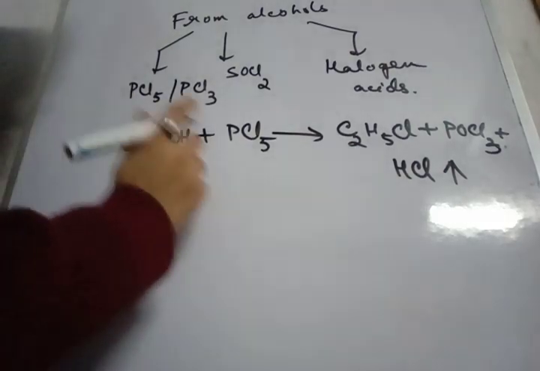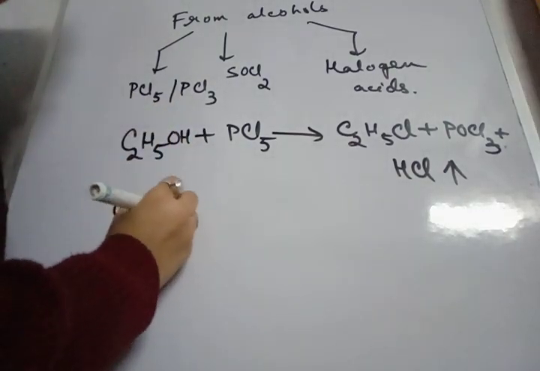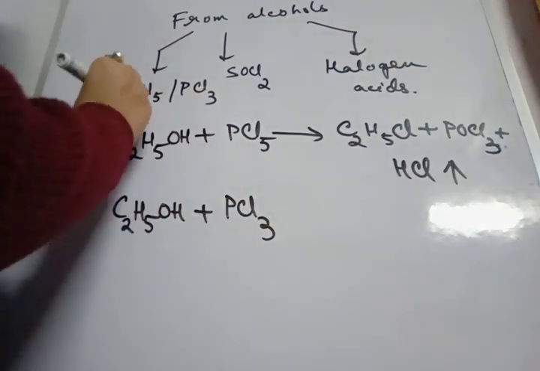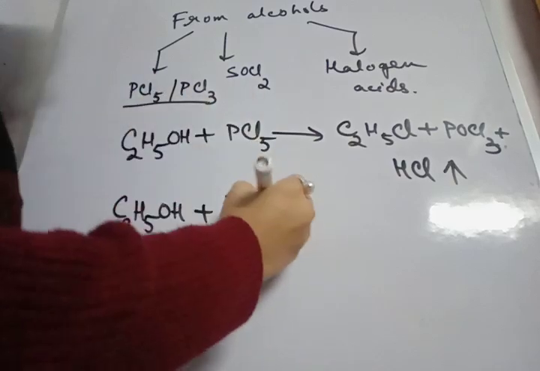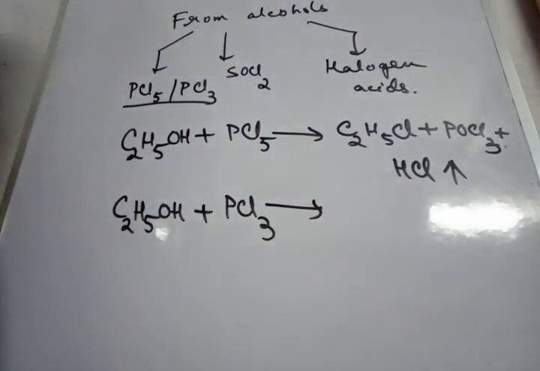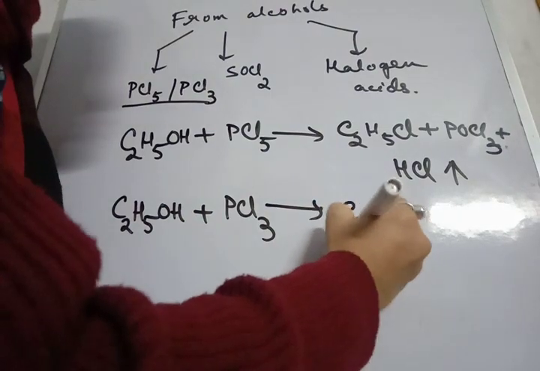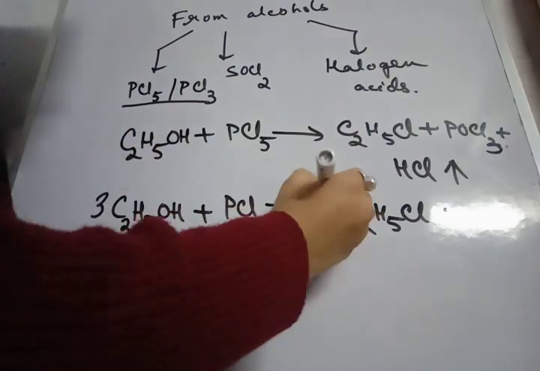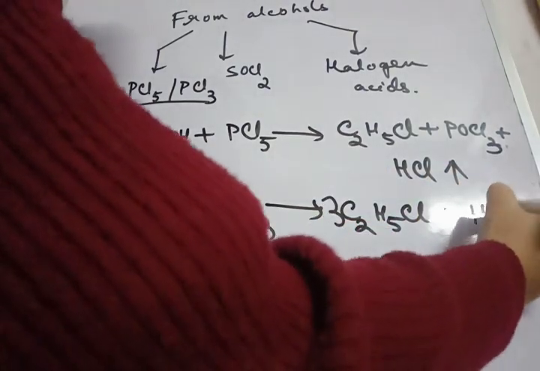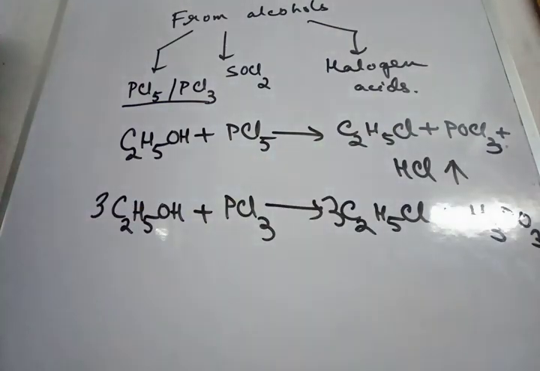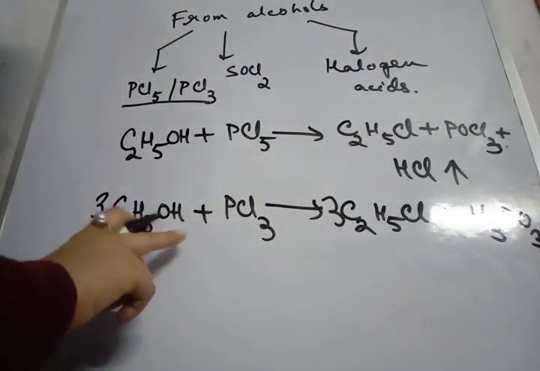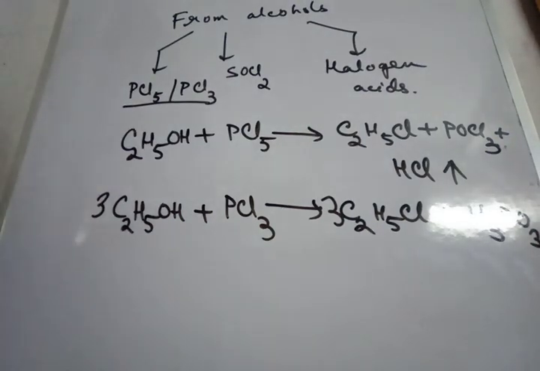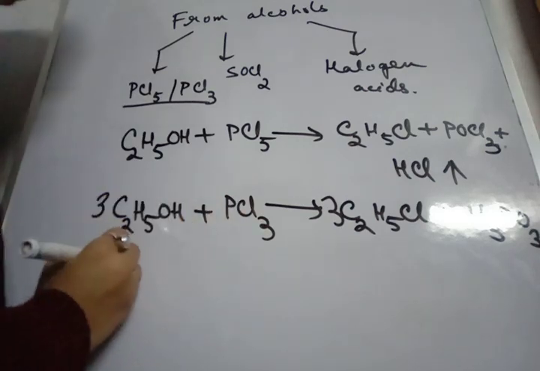Next, C2H5OH reacts with phosphorus trichloride. Now this is under the first part. C2H5OH reacts with phosphorus trichloride to produce C2H5Cl, okay, plus phosphorus acid H3PO3. This is the reaction. I think it is balanced. Yes. Next we move to reaction of alcohols with thionyl chloride.